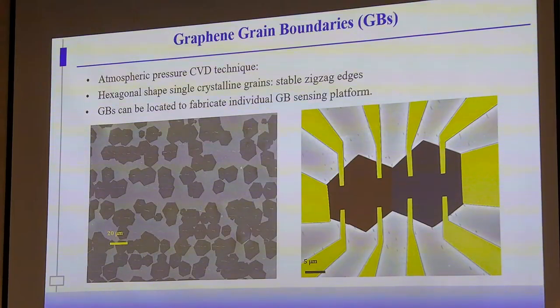If you use CVD technology at atmospheric pressure, in a particular condition you are able to grow single crystal graphene. Then, using a technology, you need to find a good channel, and on that channel you can put the electrodes and make a device. Here you have one grain, a second grain, and between these two there is a grain boundary. If you connect your multimeter or the device to these two electrodes, you are simply studying the effect of this single grain boundary.